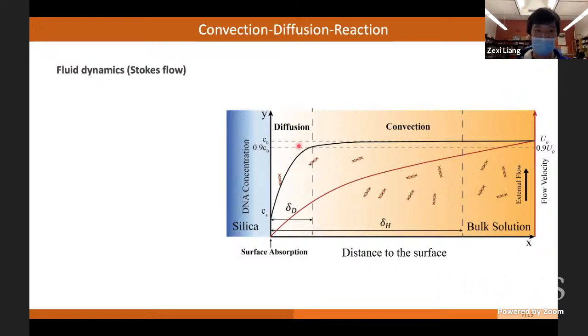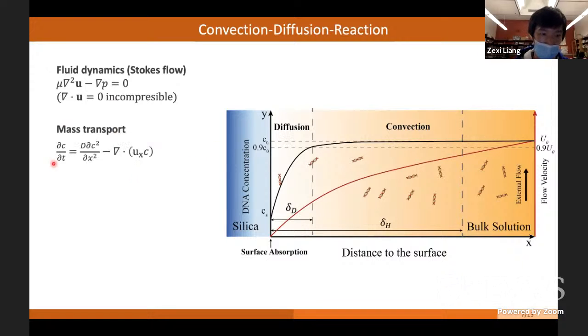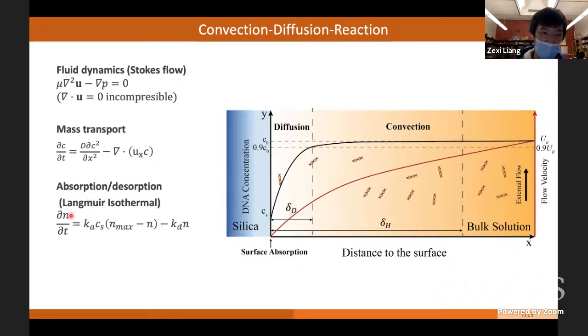So this is a scheme I introduced before. In terms of fluid dynamics, we only need to consider Stokes flow because of the low Reynolds number of the system. For the mass transfer, this is just a diffusion term plus a convection term related to the flow. For the absorption-desorption kinetics at the surface, we utilize the Langmuir isotherm, where the absorption density over time is a function of the absorption coefficient, C as the surface concentration, and Nmax, the maximum absorption density, minus the current absorption density.